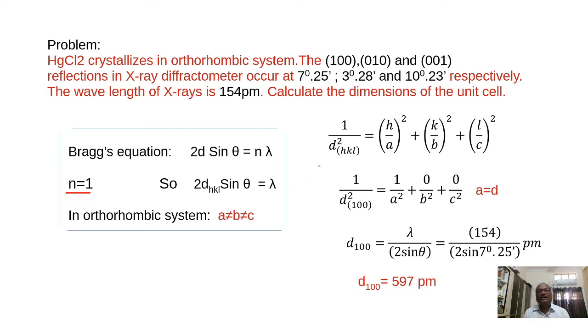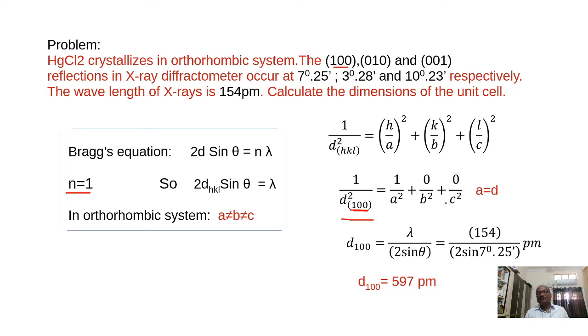Now we have to calculate the interplanar distance for 100. So let us substitute h is equal to 1. For 100 means h is equal to 1, k is equal to 0, l is equal to 0. Let us substitute here: 1 divided by d square 100. What is h? 1 divided by a square plus 0 divided by b square, because the k value is 0 here, plus the l value is 0 again, so 0 by c square. Here a is not equal to b is not equal to c, remember. So 1 divided by a square plus 0 divided by b square plus 0 divided by c square.